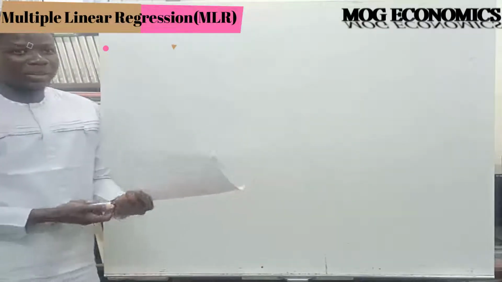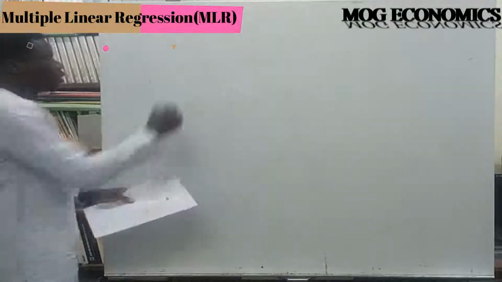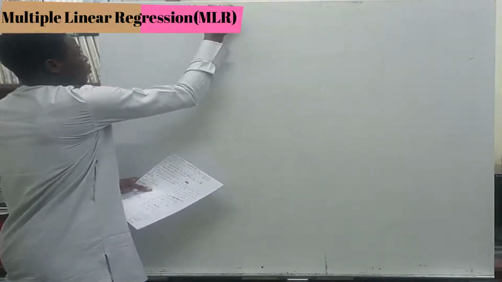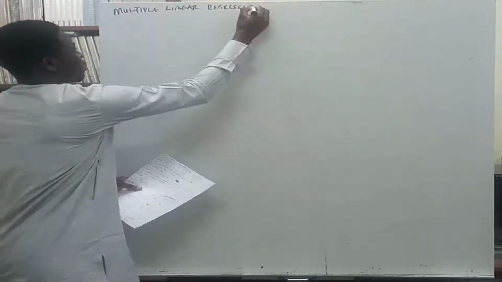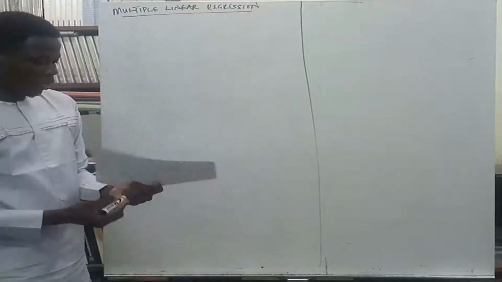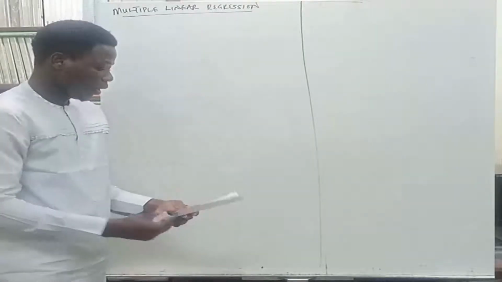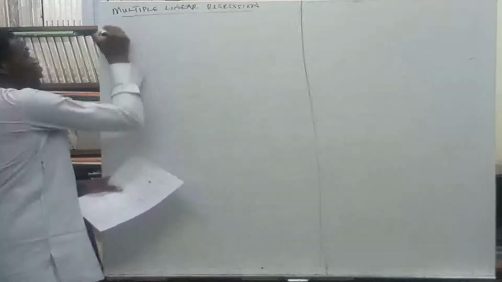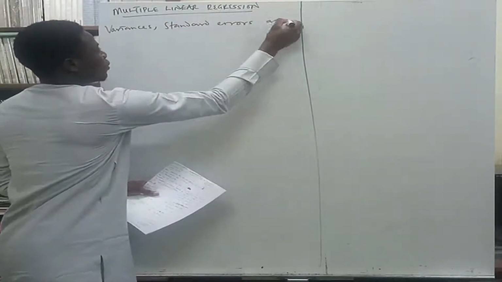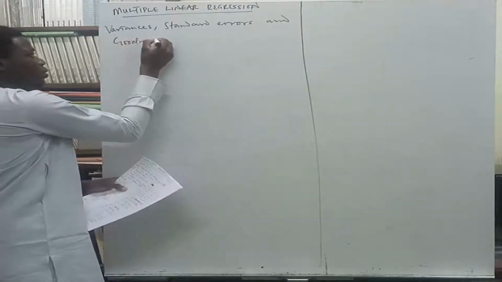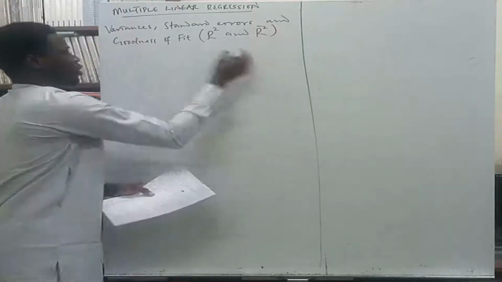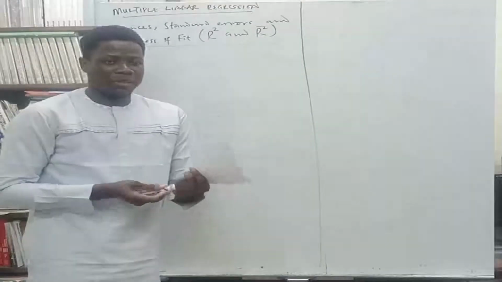Today we're going to continue our Econometrics class on multiple linear regression. This class is a continuation of what we had the other time. We are going to be looking at the estimation of the variances, the standard deviations, or what we call the standard errors, and the goodness of fit. Here we're going to be talking about the R squared and the adjusted R squared. So we start our discussion with variances and standard errors.